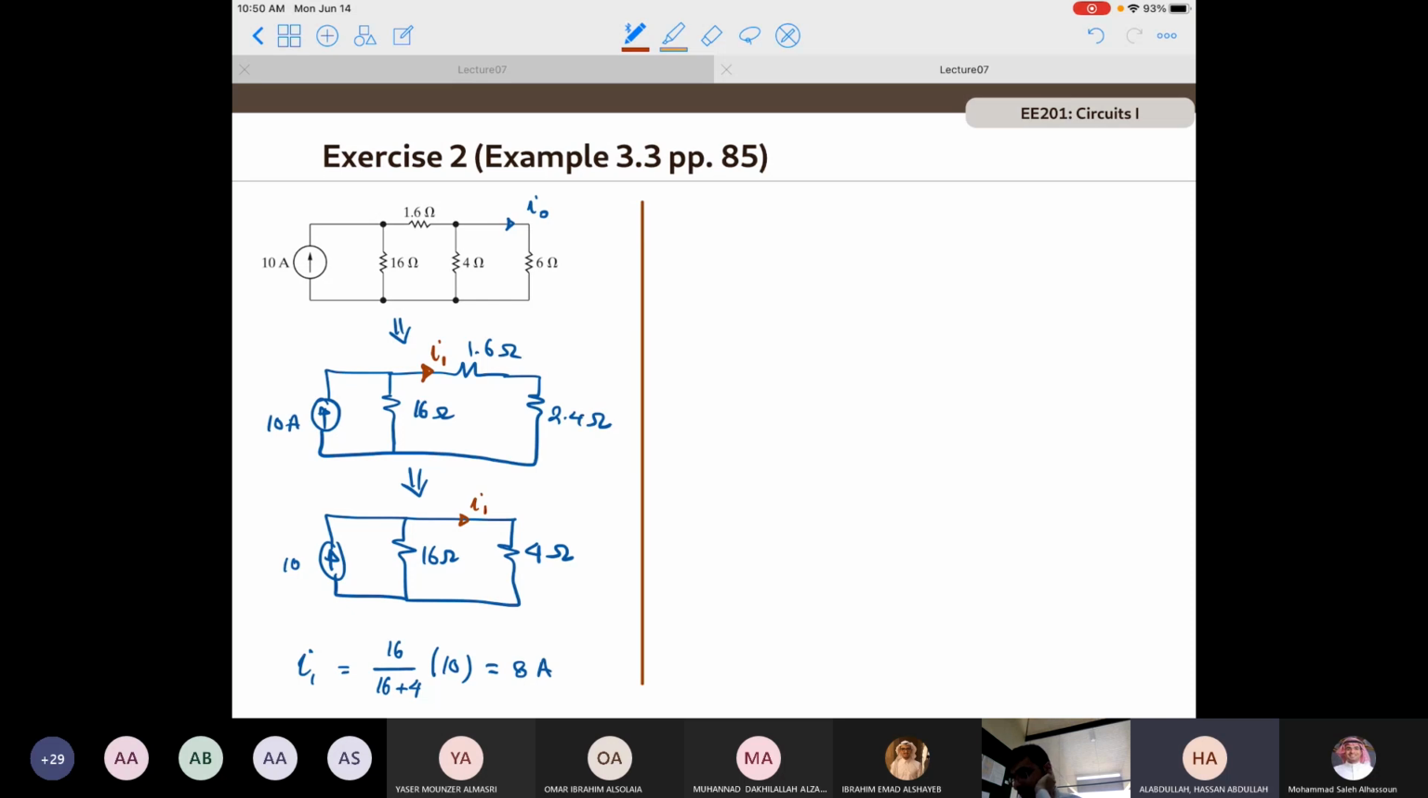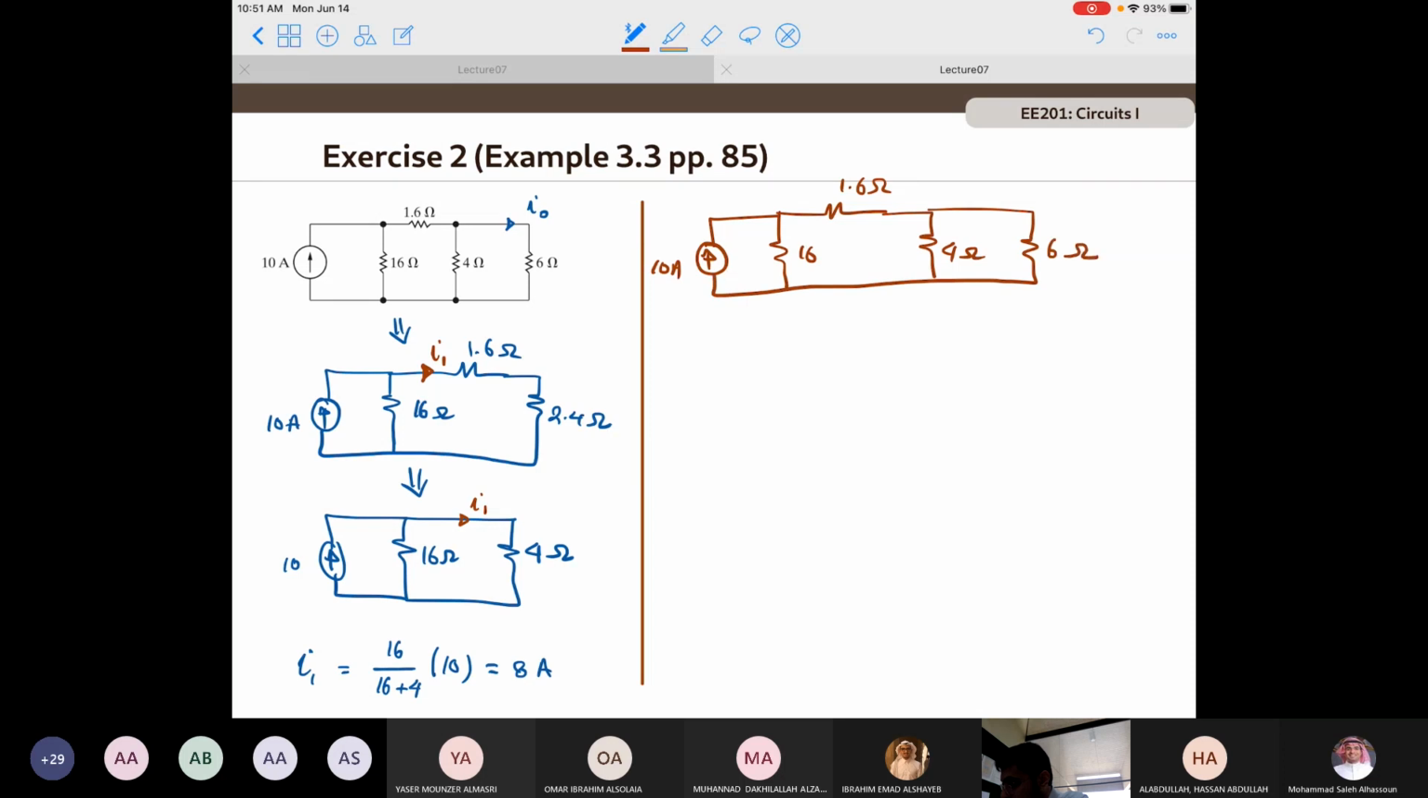Okay. I think we should go back to split the 4 ohm resistors, to get the 2 back. Yes, exactly. So we need to go back to the original circuit here. So we know that this is 10. This is going to be 16. And this is 1.6 for the source, and we know that we found I1 to be 8 amperes. So now I need to find I naught.